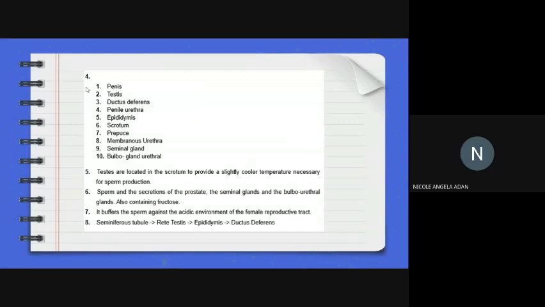Number 8. Using the following terms, trace the pathway of sperm from the testis to the urethra: rete testis, epididymis, seminiferous tubule, ductus deferens. First, let's start from the seminiferous tubule. Second is rete testis, followed by epididymis, and the last is ductus deferens.